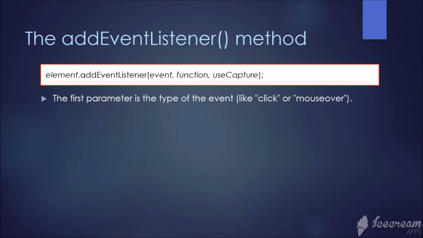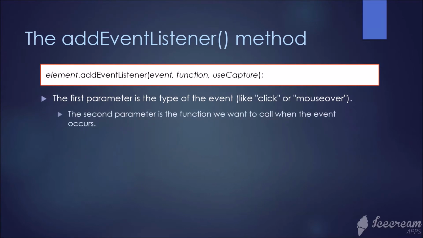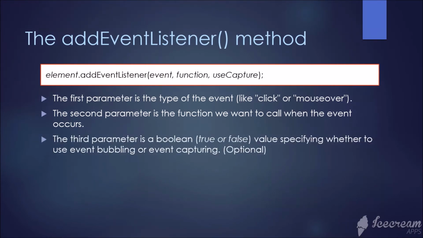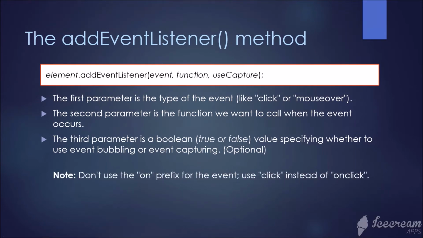Okay, so the first parameter is the type of the event, like click or mouse over. So the second parameter is the function we want to call when the event occurs. So the third parameter is a Boolean value, which is true or false, specifying whether to use the event bubbling or event capturing. So basically in this parameter, it is just optional. So note, don't use the on prefix for the event. Okay? So use click instead of on click. So kung meron tayong on change, then change lang yung ilalagay natin. Okay?